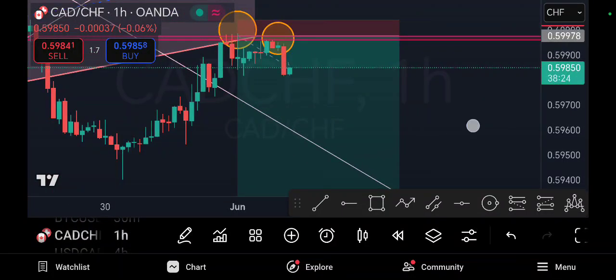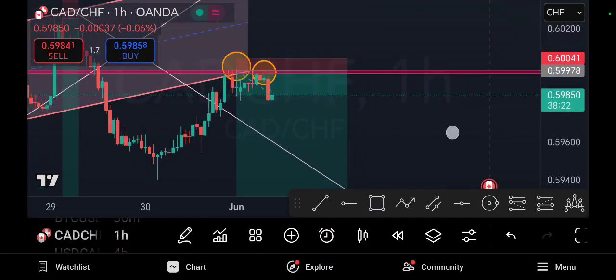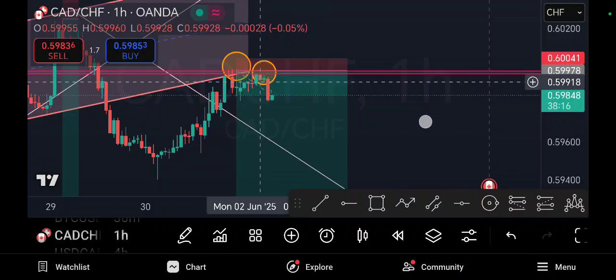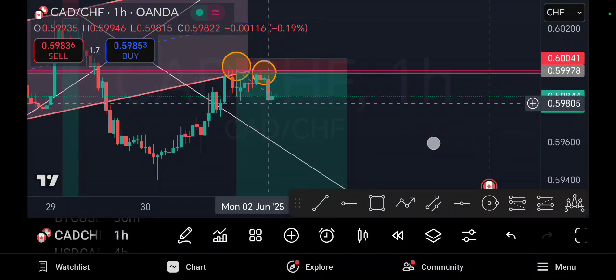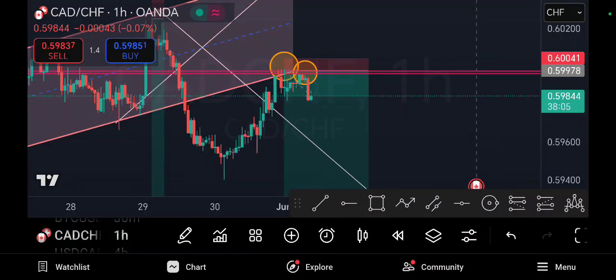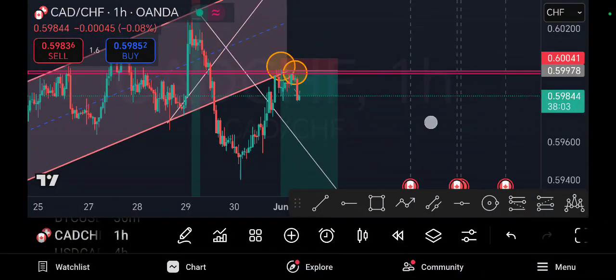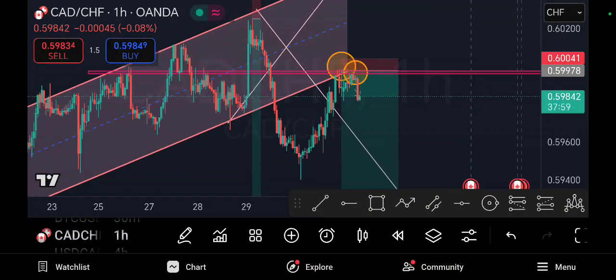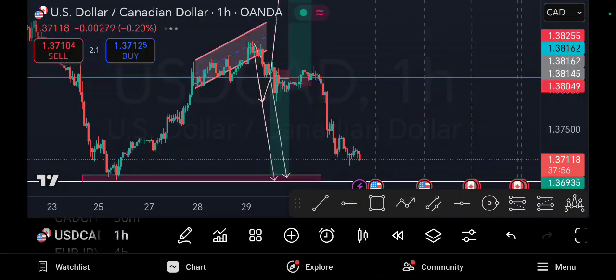And as I told you, in these areas we are looking for an engulfing pattern. There you have it. This green one got engulfed by the red one. It's like triple confirmation for ourselves. So get in yourself, use proper risk management. Don't be too greedy also.